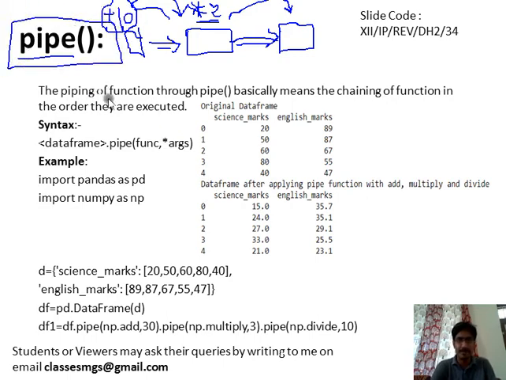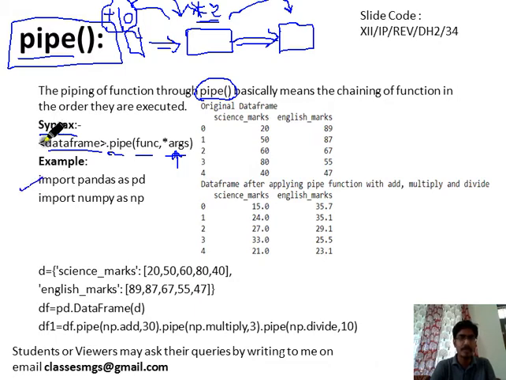Let's see an example. The syntax for the pipe function is the data frame name, dot pipe, then the function name, then the value you want to use with that function. As we have already discussed, the pipe function applies on the whole data frame. That's why whenever we apply the pipe function, it applies on the whole data frame at one time.